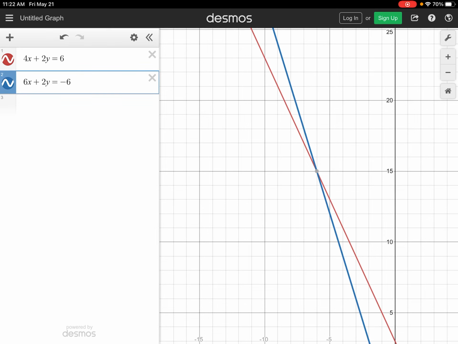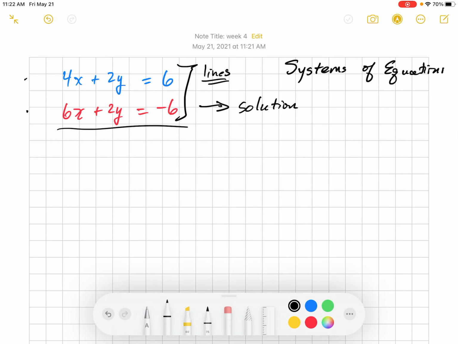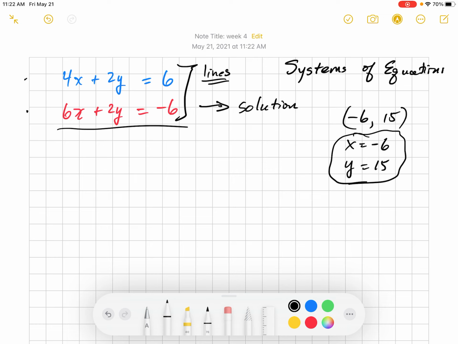If we look at their point of intersection, we see the answer: the x-coordinate is negative 6, and the y-coordinate is 15. So that's x equals negative 6 and y equals 15. And that's our answer. This is the solution to these linear equations.